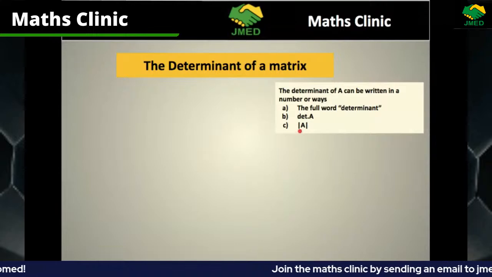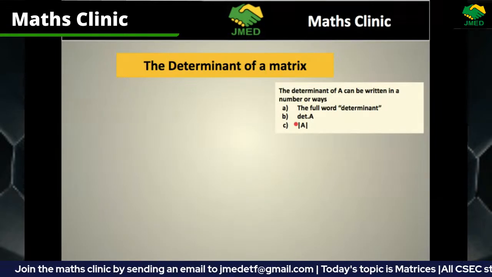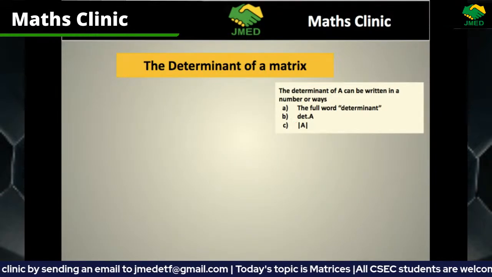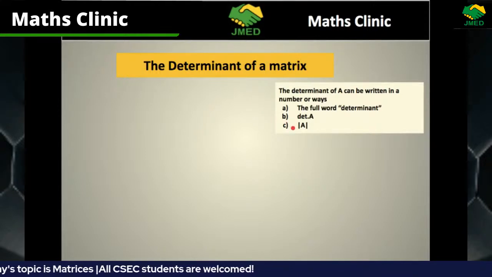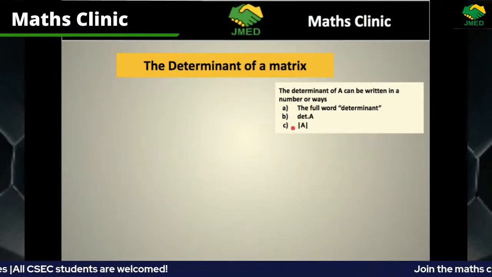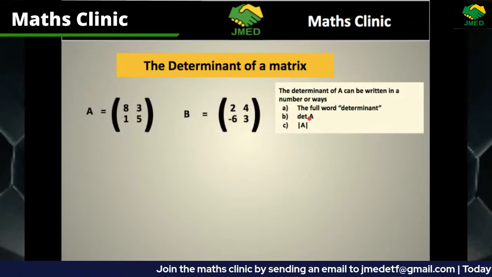And the last one is the matrix with 2 straight lines on either side. And it just means find the determinant of the matrix. So all 3 representations are okay, and depending on the question and the exam, you might see different things, depending on what they're trying to check in the assessment. So if you see any of these, you know, I need to find the determinant. Now I'll take you through the process for finding the determinant. So we have 2 matrices, A and B.